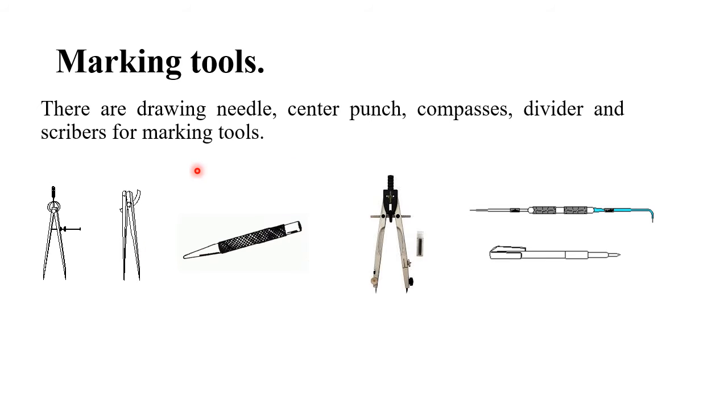We have the center punch, which is needed to mark the centers. We have the scriber, which is used to scratch on sheet metal or to mark lines on the sheet metal.